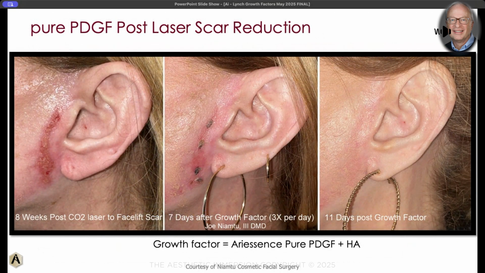This is a really interesting case. This lady had a facelift, had a preauricular incision scar for like 2 years, didn't like the scar, and went in to have it lasered. They lasered the preauricular scar, and then they couldn't get the laser wound to heal. They tried kind of everything for 8 weeks, 2 months, and still couldn't get it to heal. They put the patient on the Ariessence, the pure PDGF mixed with the HA, applied 2 to 3 times a day, and you can see in 7 days that wound was really well on its way to healing, and in 11 days it was completely healed.